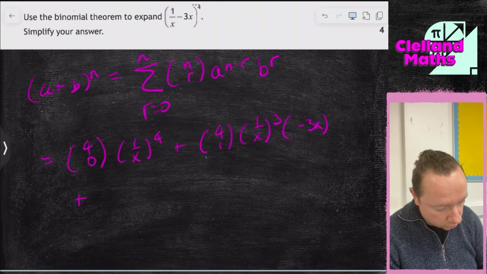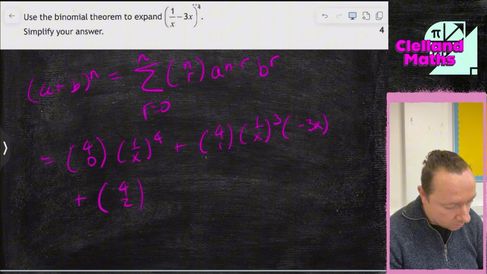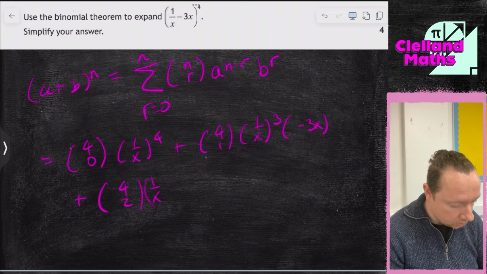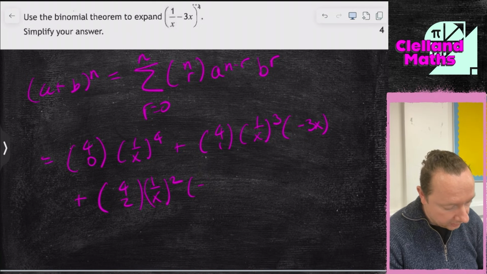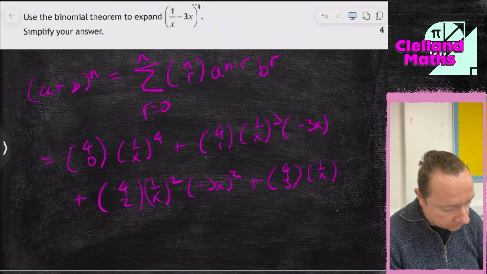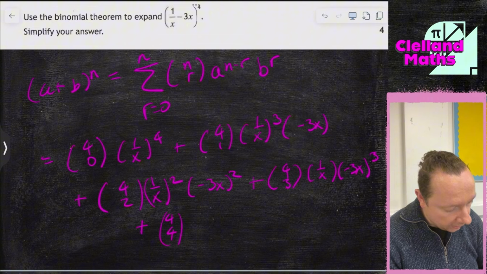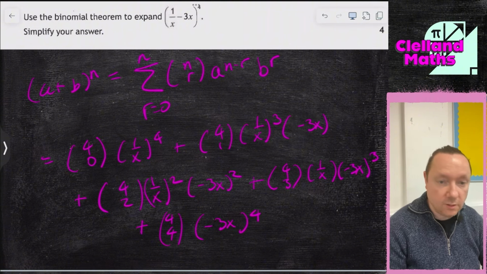Then 4 choose 2. 1 over x squared. Then minus 3x squared. 4 choose 3. 1 over x minus 3x cubed. And finally 4 choose 4. 1 over x disappears to get minus 3x to the 4. So that's our first position.